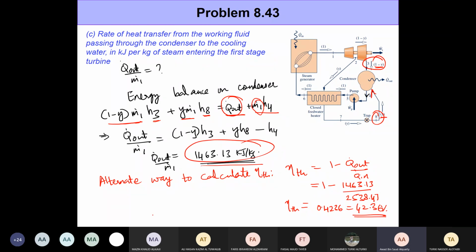Now, if you wanted to calculate the thermal efficiency, you could also calculate Q in and Q out, and then calculate the thermal efficiency using this formula right here, 1 minus Q out by Q in, instead of calculating the net work output. Or if you are not comfortable with doing the energy balance in the condenser, you could make use of the thermal efficiency and Q in as you calculated in part A and part B to calculate Q out using these values. It just depends on how you want to do it.